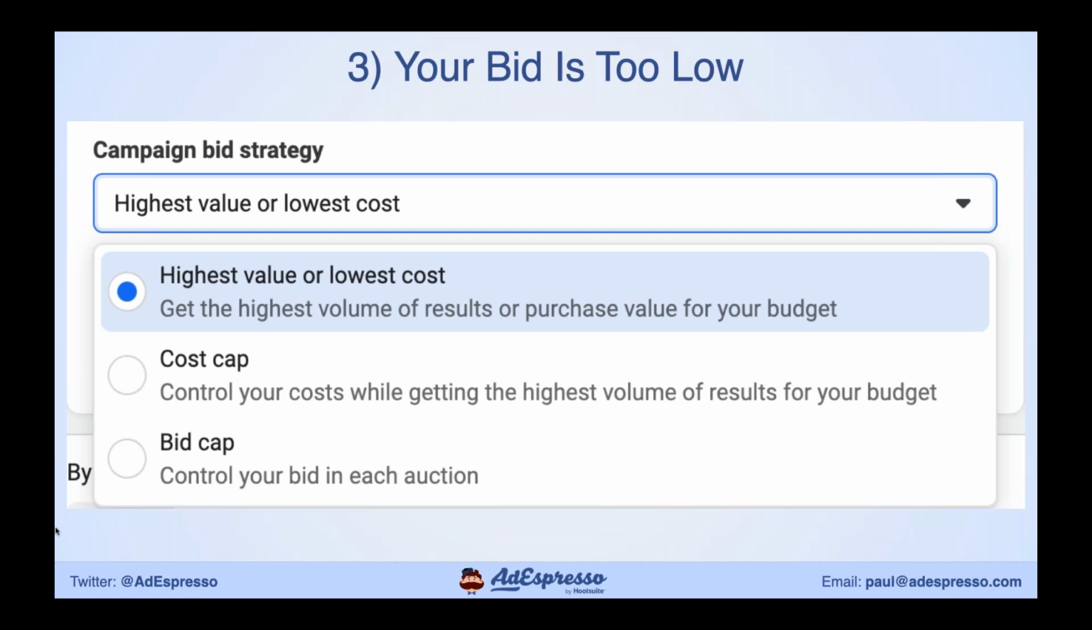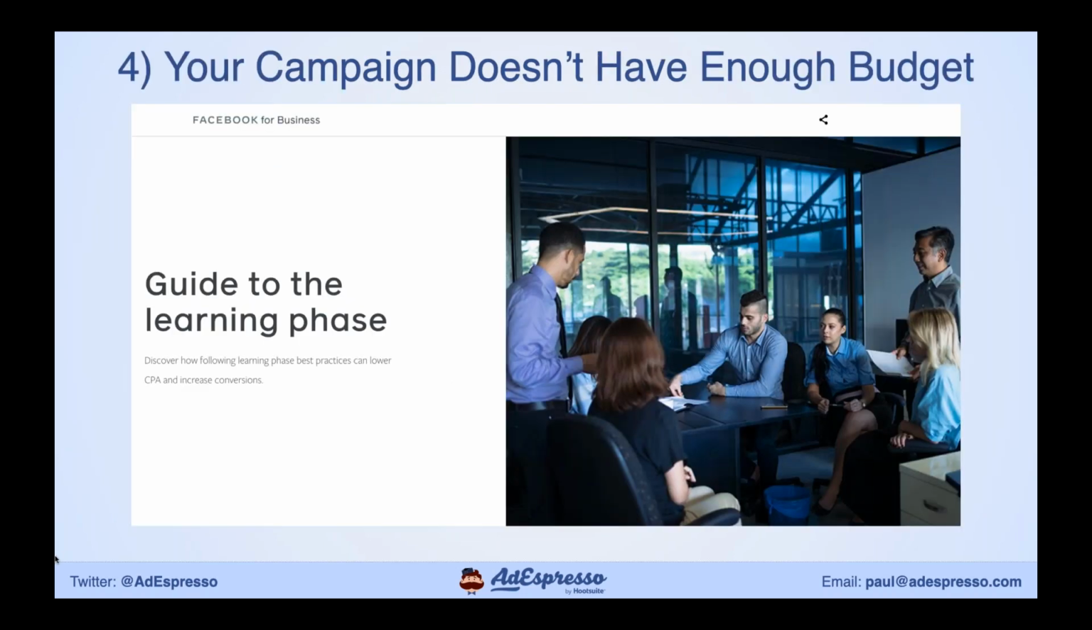So very quick fix here. If you've got a problem, just go back to lowest cost bidding, and that should help you there. So be really, really careful with using cost caps or bid caps. They can cause a lot of problems.